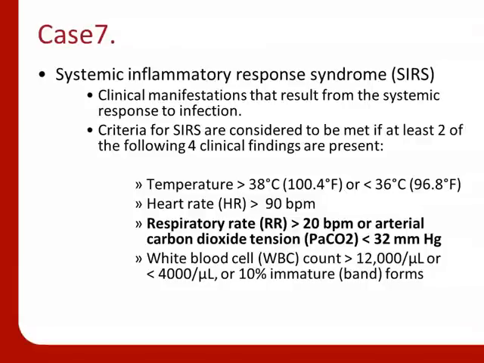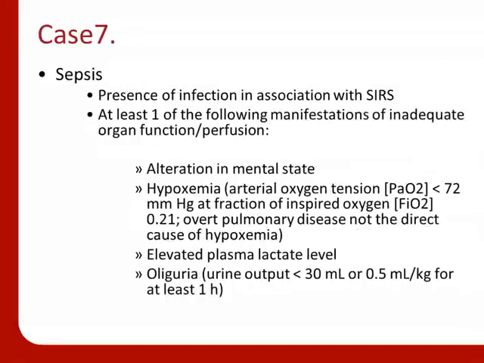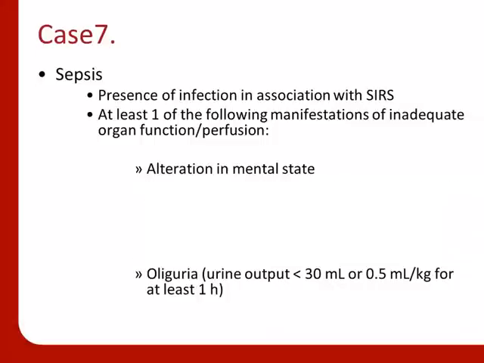So either they're febrile or hypothermic, and they're tachycardic, or they're tachypneic and have a low PCO2, and they have either an elevated white count or a low white count with immature forms or bands. Sepsis is the SIRS criteria plus at least one sign of inadequate organ perfusion. The ones that you'll typically see are altered mental status, hypoxemia, elevated lactate, or decreased urine output.